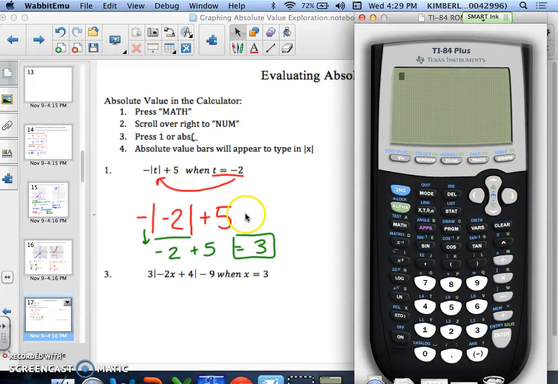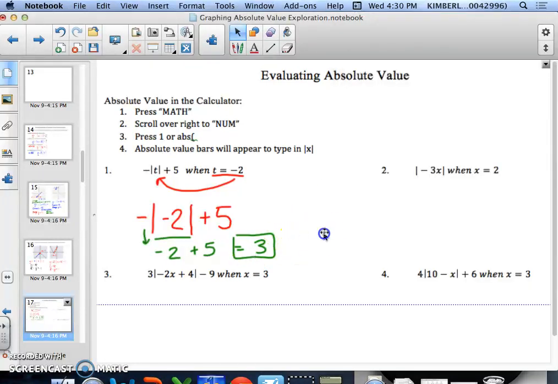But all you would do, for example, is I would type negative for this negative out here, and then I want to bring up my absolute value bars by hitting math, right, enter. I would type in what is in the absolute value bars, and then I would continue to add 5, and like we did in our head, we would get 3. Okay. Alright, so that is how you type it in a calculator.